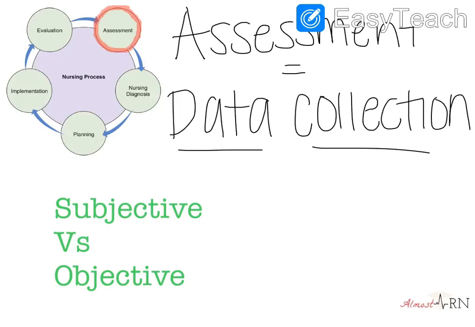Objective data are things that are measurable, what can be observed. So I like to think that the O in objective and the O in observation can go together. So vital signs are objective, behaviors are objective, diagnostic studies are objective. So anything that you see as a nurse or that can be measured like vitals are forms of objective data.